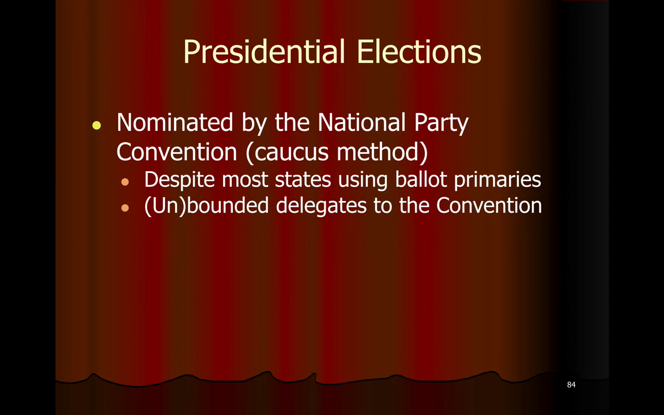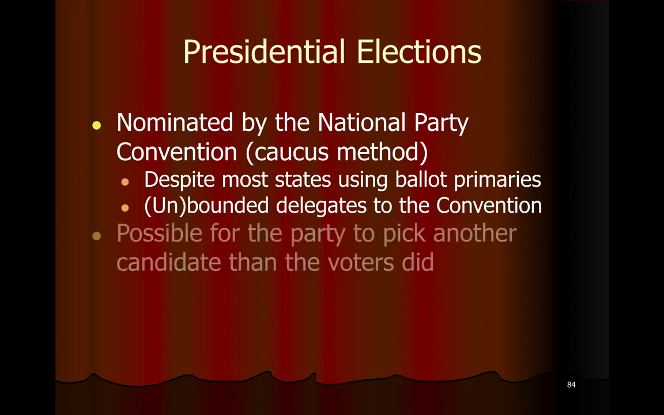So some states bind their delegates to the result, and some states have unbound delegates, which means the delegates that the party chooses can vote their conscience and not what the general voters wanted during the ballot primary. So it is possible for the party to pick another candidate than the one that won the primary earlier in the year. Now, this would be very controversial, and of course, this is all happening within one party, so this can create a lot of tension within the party.